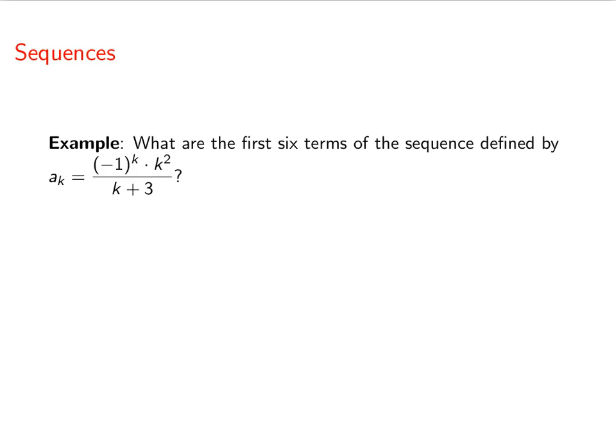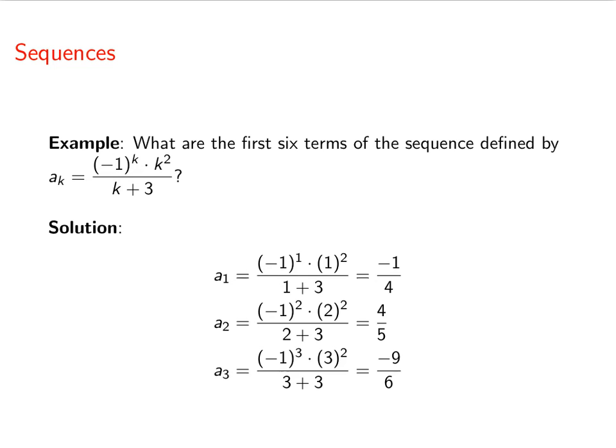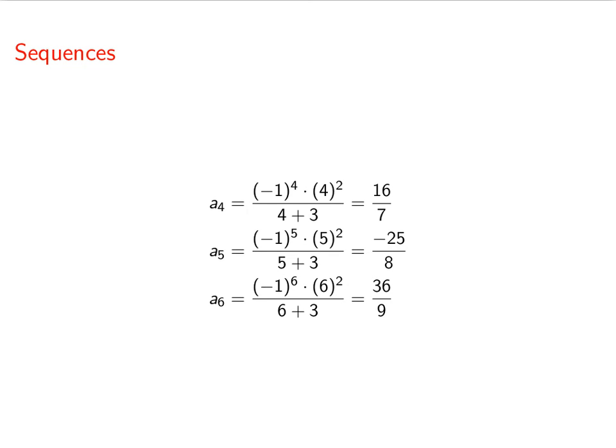All right, so here's one where I'm going to give you a formula and just ask what are the first 6 terms of this sequence. Well, all we really have to do is plug in values of k into this formula and see what we get. So a sub 1 is minus 1/4, a sub 2 is 4/5, a sub 3 is negative 9/6. We could simplify that, but a lot of times it's best not to simplify it so that you can continue to see patterns. Continuing on, we can run these calculations to get a sub 4, a sub 5, a sub 6.